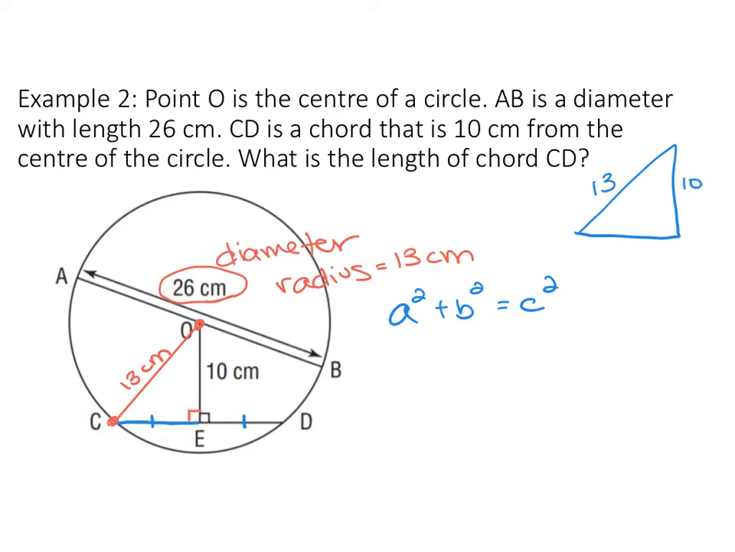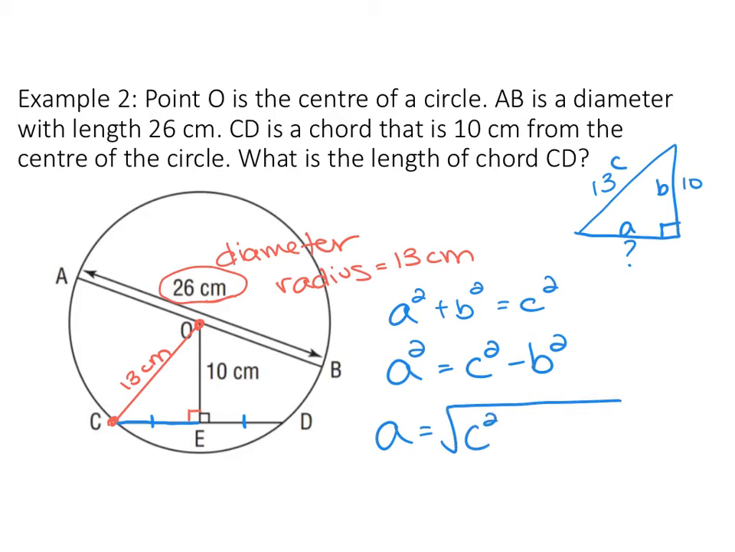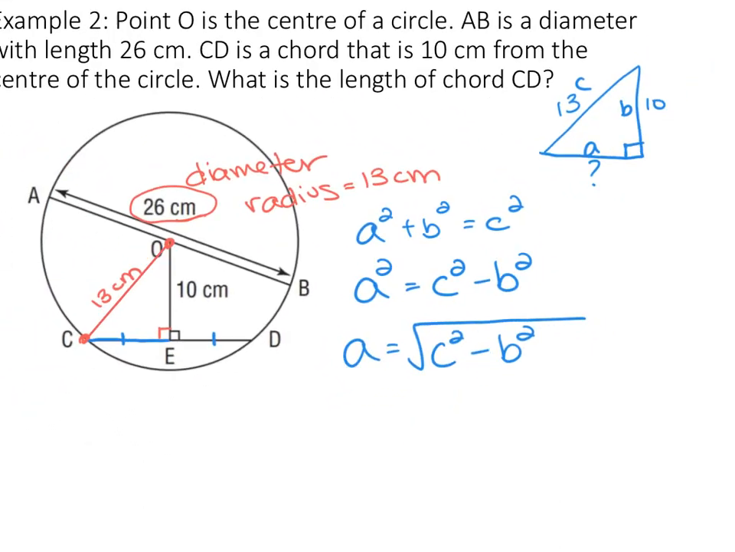I know this is 10. There's my right angle. I'm trying to find this. I'm just going to label A, B, C. So if I'm trying to find A, remember A squared equals C squared minus B squared. So A equals the square root of C squared minus B squared. You might plug in your values and solve it, however you want to do it. So A equals the square root of 13 squared minus 10 squared.